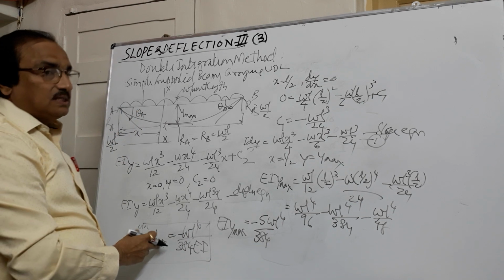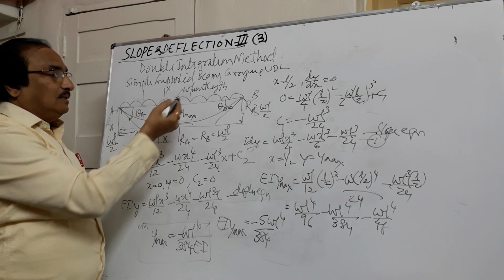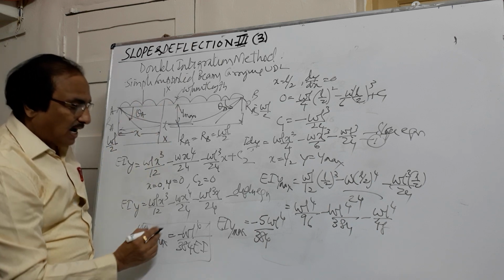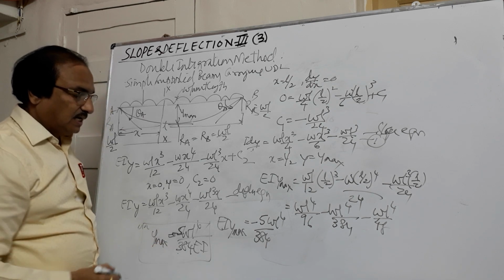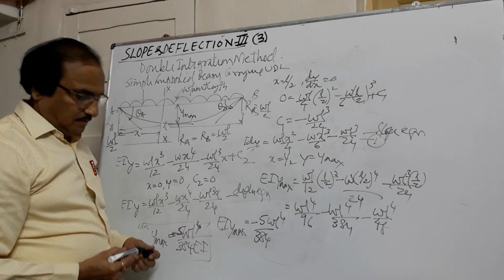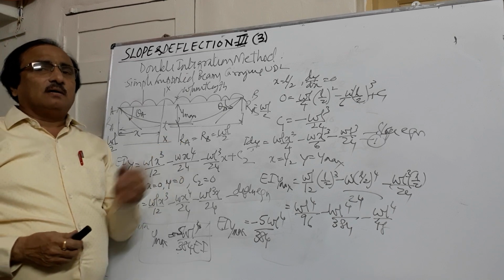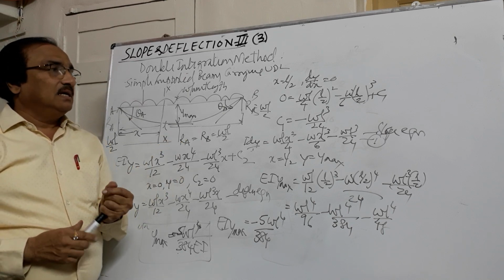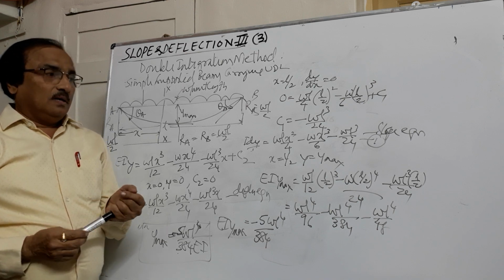So try to remember this deflection equation. In practice we come across such a beam carrying UDL and the maximum deflection is given by minus 5 by 384 WL raised to 4 divided by EI. Remember this equation. Now this is the double integration method. This double integration method is a bit tedious. There is another alternate method which will be seen in the next video.